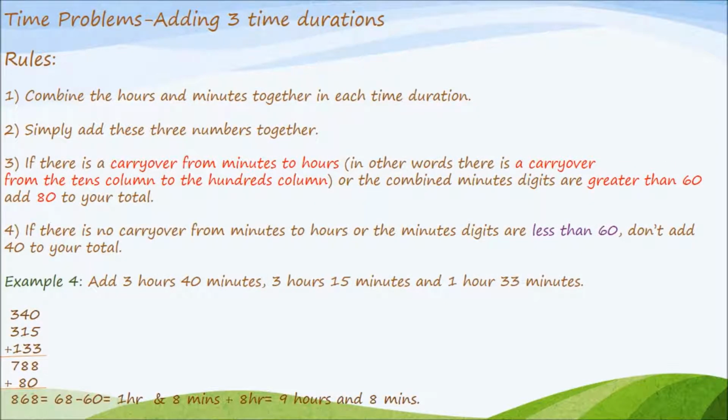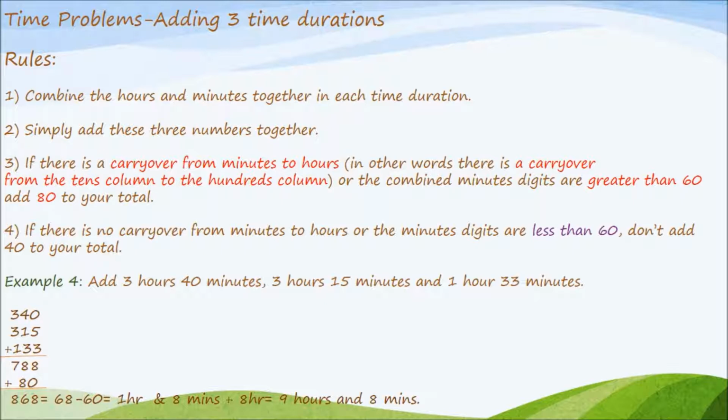Now let's talk about time problems where we're going to add 3 time durations. The rule is going to change just a little. First, again, we're going to combine the hours and the minutes together in each time duration. Then we're going to add 3 numbers together. Then, if there is a carryover from the minutes to the hours, that's if there's a number carried over from the tens column to the hundreds column, or the combined minutes digits are greater than 60, now we're going to add 80 to your total.